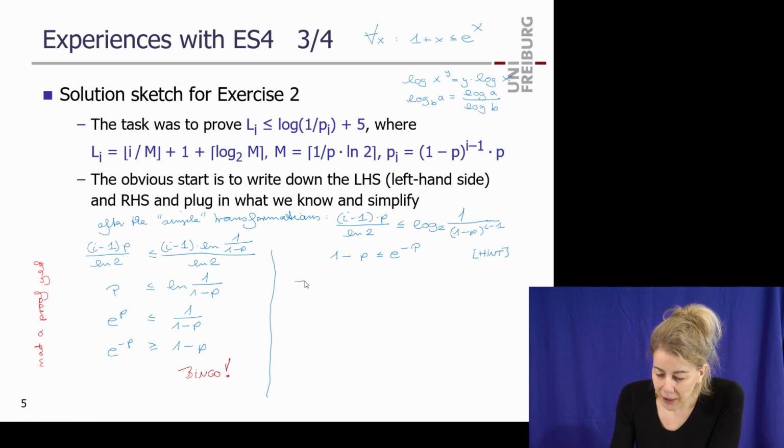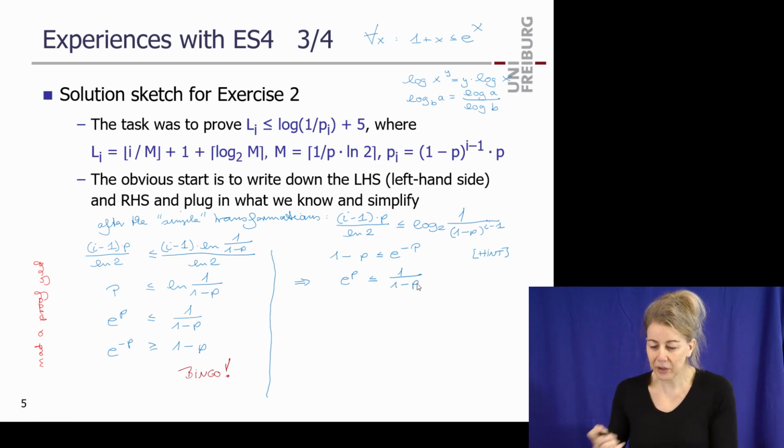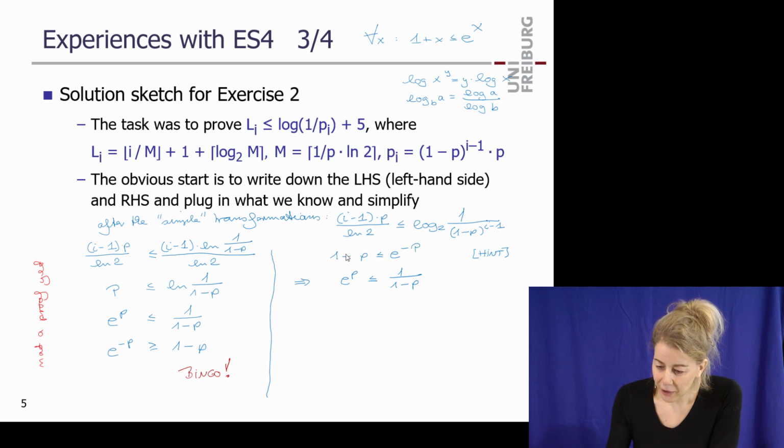And now let me just do this the other way around. So it's e to the p is now less or equal than 1 over 1 minus p. So this is just taking the reciprocals on both sides and then switching sides. This becomes 1 over 1 minus p. Here the sign changes. And now I switched the sides, so I did two things in one here. And this is now an implication, right? I'm coming from here to here.